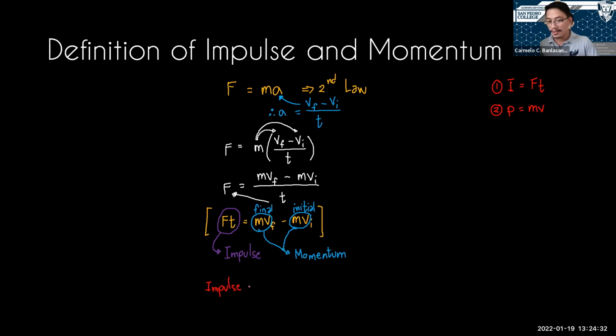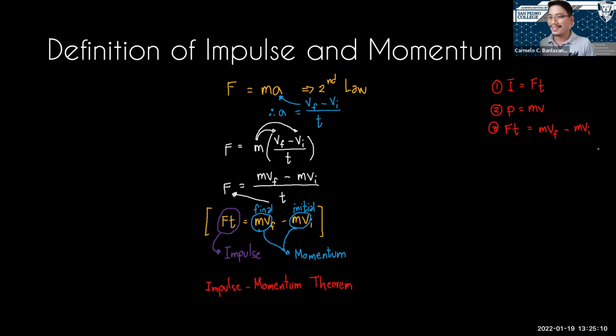impulse-momentum theorem. Clear? So as a whole, this equation is known as the impulse-momentum theorem. But the definition of impulse and the definition of momentum are just from the definition of the second law of motion. Got it? So our third equation is force times time is equal to m vf minus m vi.